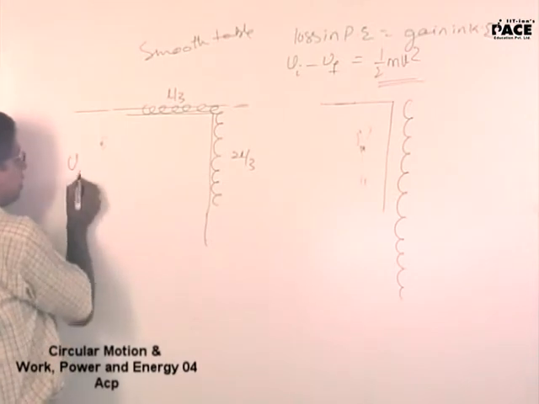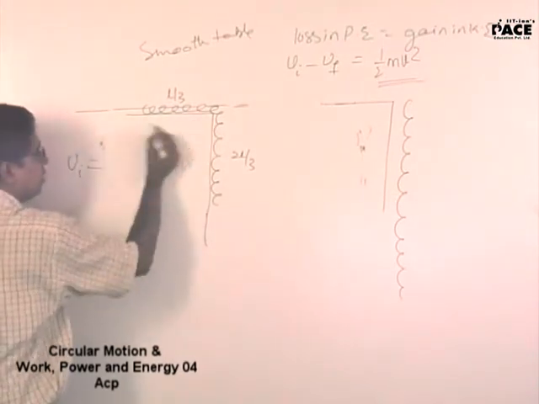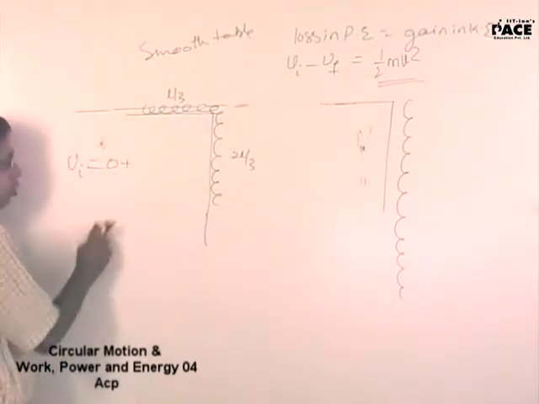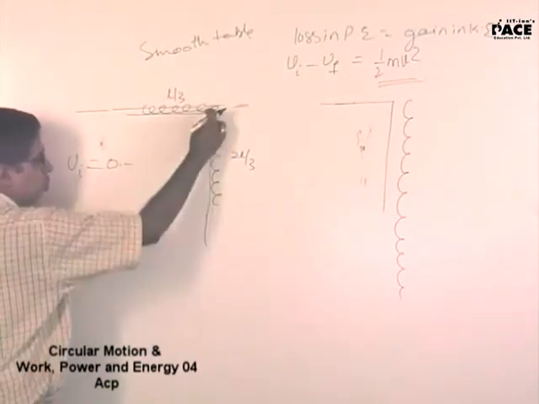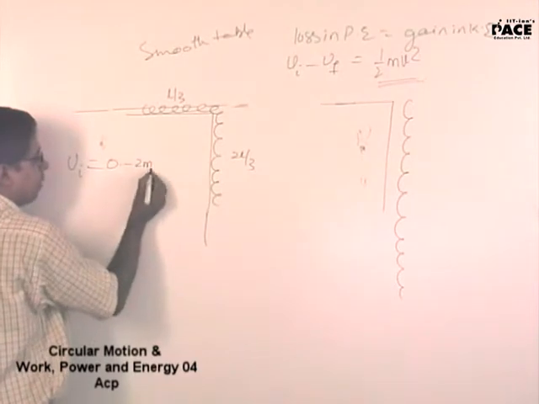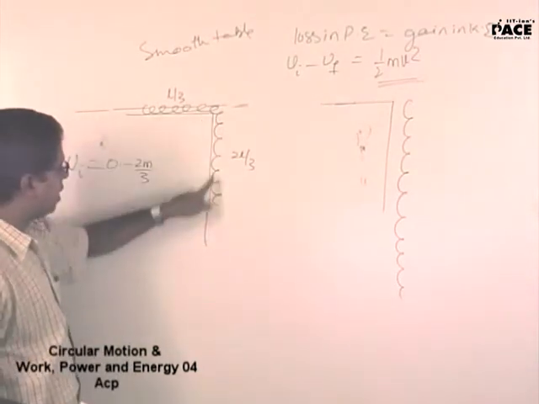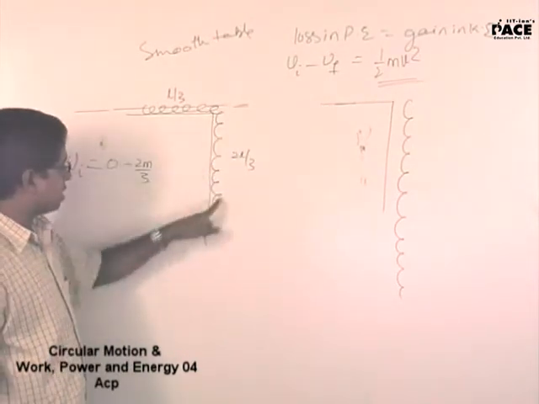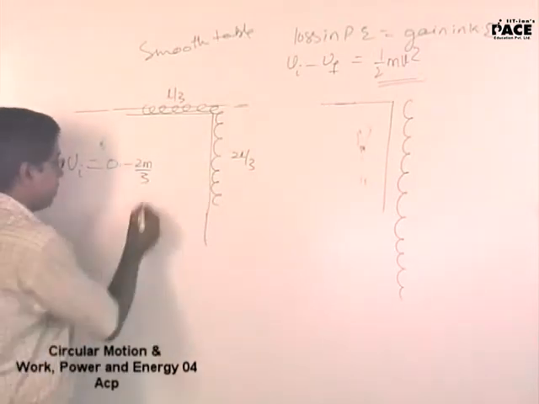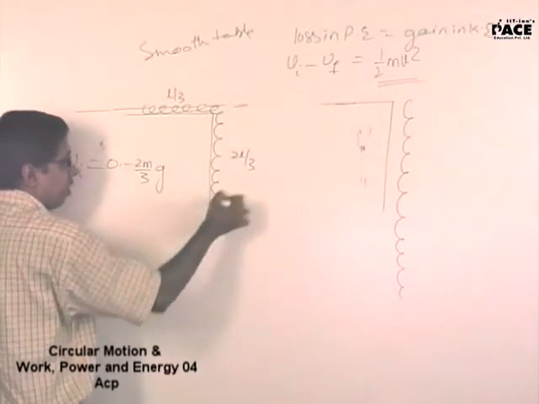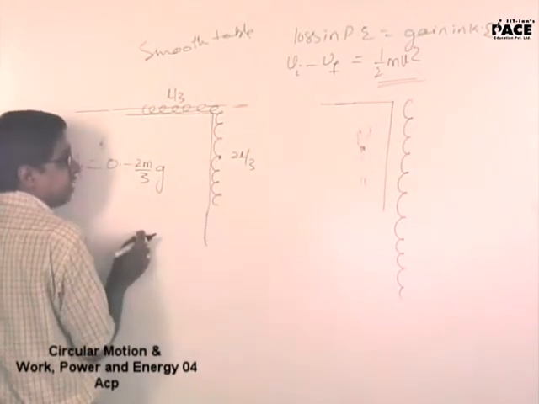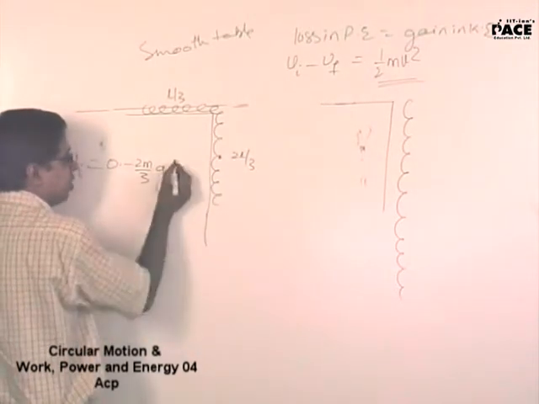Then what will U initial be? This length of the chain will contribute zero, and this length will be minus, what mass of the chain? 2m by 3 mass, because two-thirds is hanging. The total mass of this will be 2m by 3 g, and the whole of this mass appears to be concentrated at the center of mass because it is an extended body.